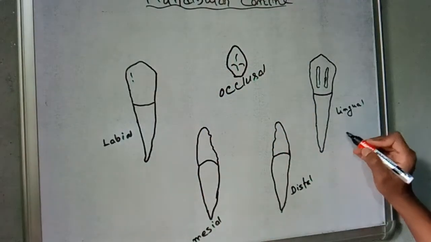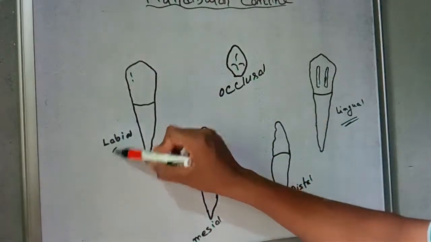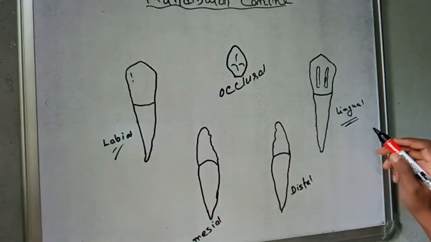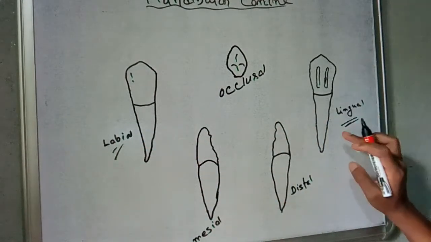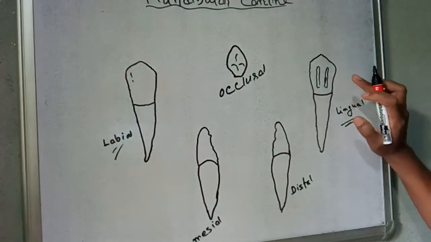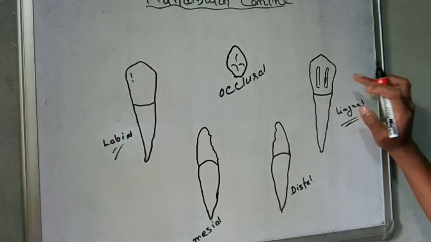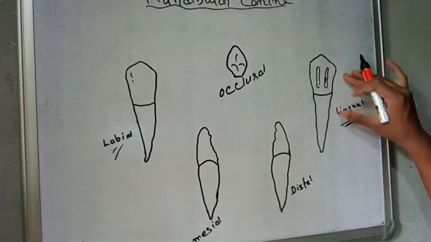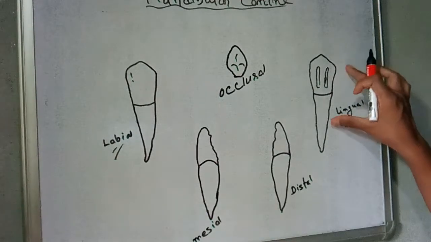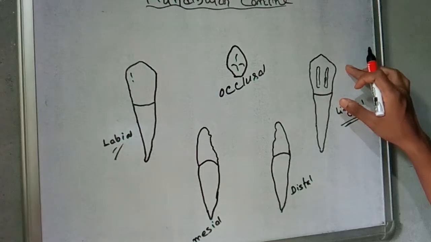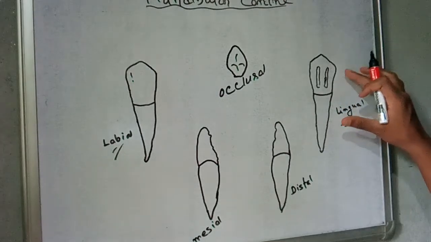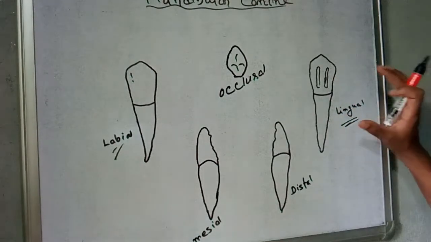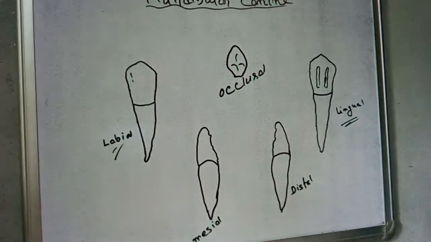Now let's talk about the lingual aspect. The lingual aspect is smooth and poorly developed. The marginal ridges are less directed and also blunt. And the lingual surface of the crown is smooth and regular.